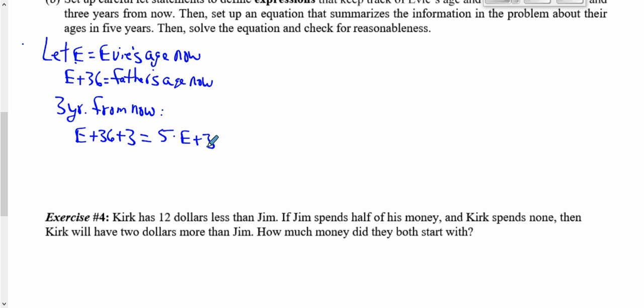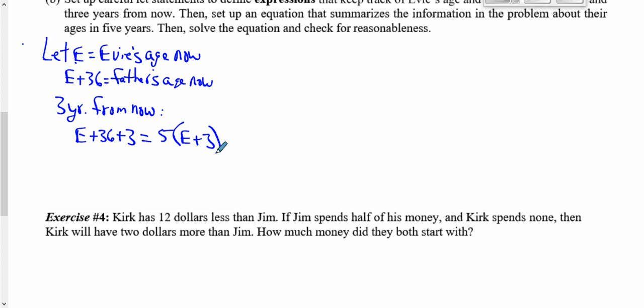No. Did I write this correctly? What am I missing? It's 5 times her current age. This is only 5 times her age back then. Can you put parentheses around the E and put 3? Yes, the whole entire current age. Thank you. That's what we're getting at. Okay?